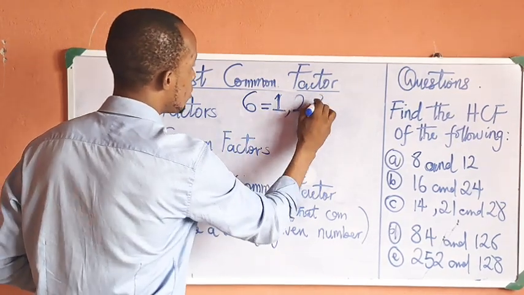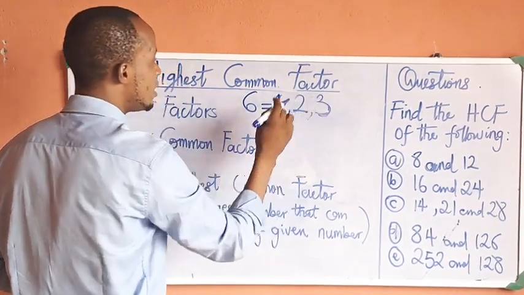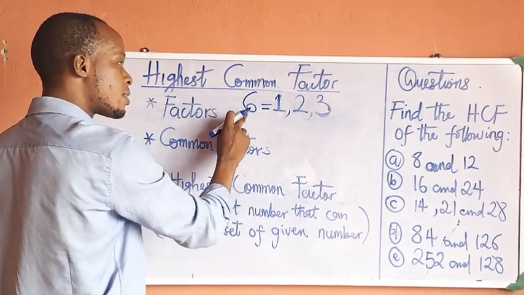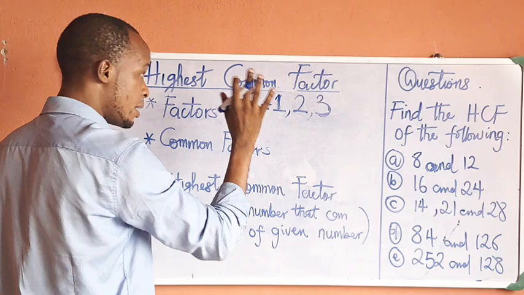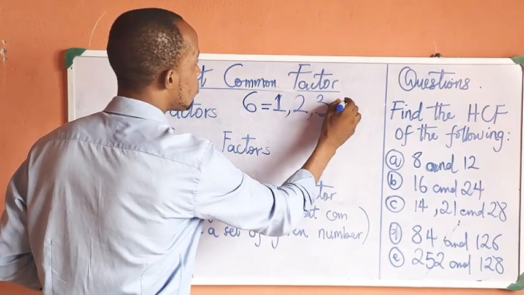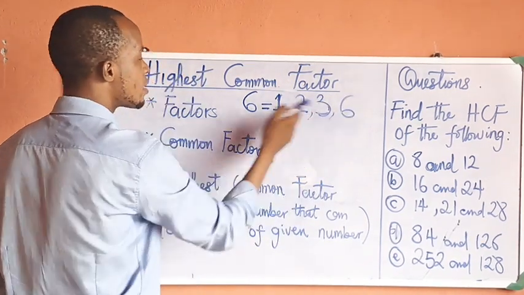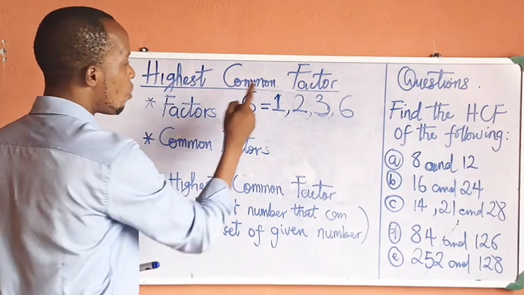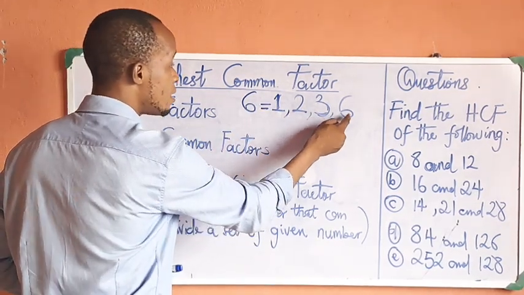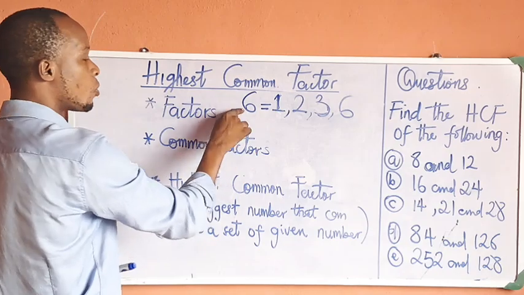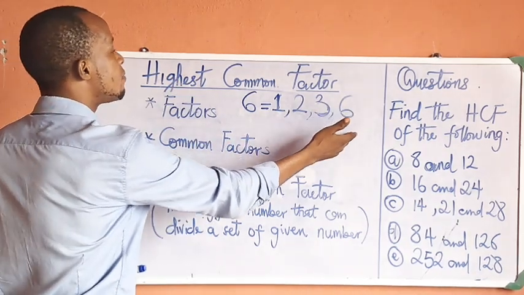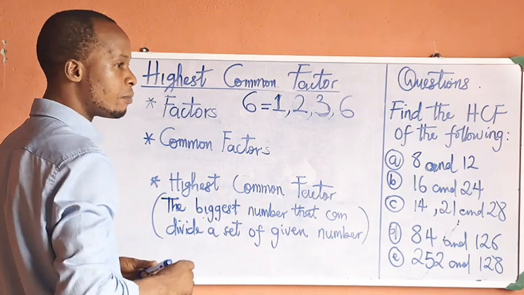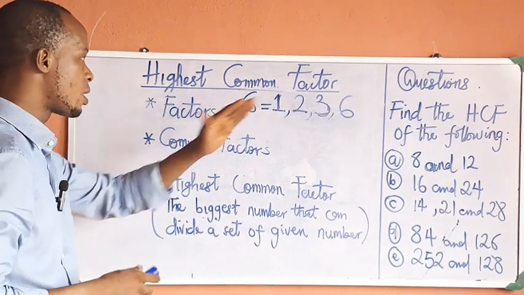The next number will be 3. 3 is another factor of 6. Why? Because 3 can divide 6 without a remainder. Okay? The next number will be 6 itself. 6 divides 6 1 time without a remainder. So 1, 2, 3, and 6 are all factors of 6. Why? Because they divide 6 equally without a remainder. Okay, that is what factors are.